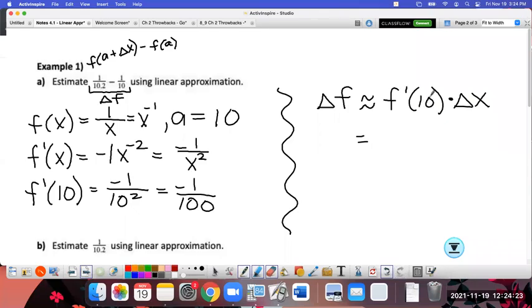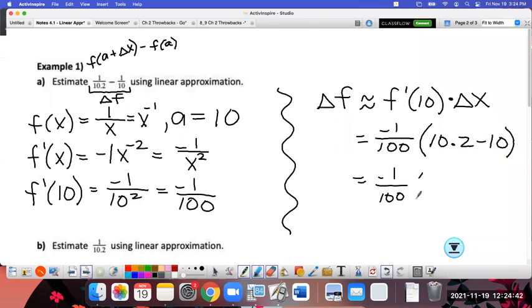Okay, so f prime of 10, that's -1 over 100. Delta x, remember, we were looking at the change for those x values that we plugged in, that was 10.2 and 10. So I'm going to look for the change in those. 10.2 minus 10, that is 0.2, or 2/10, which would reduce to 1/5. So that is -1 over 500.